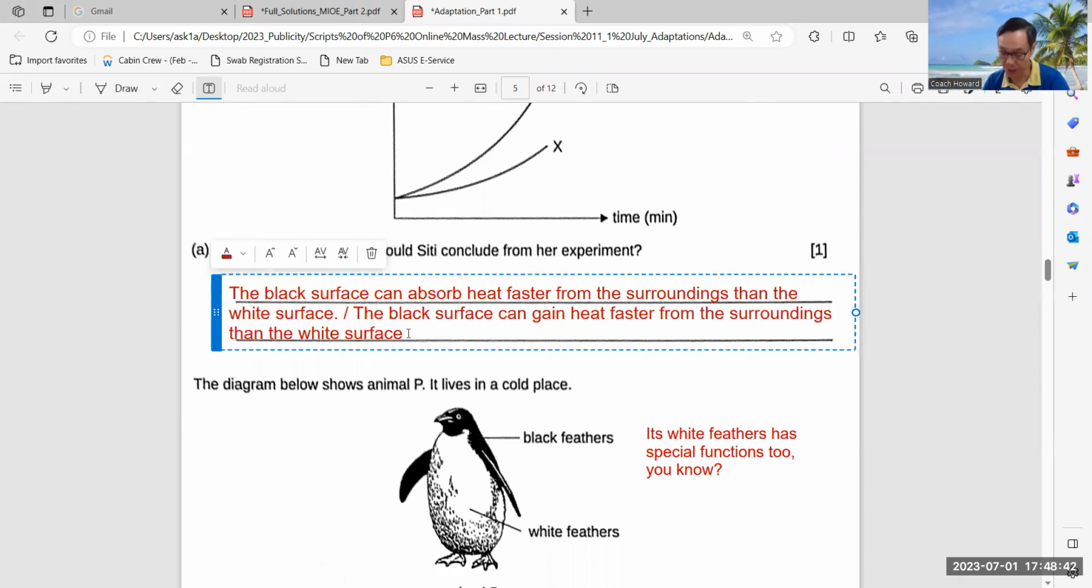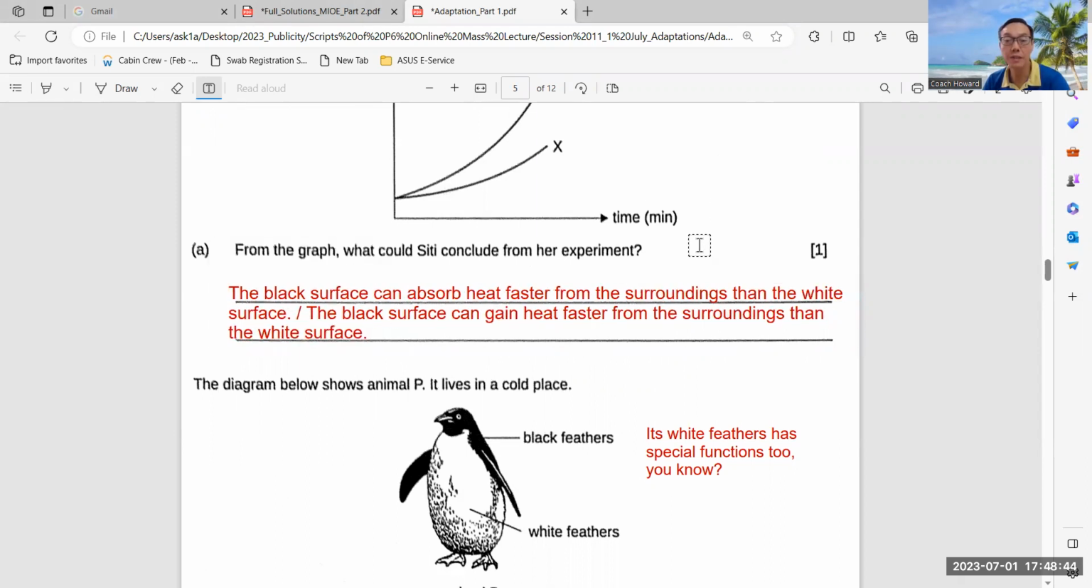Okay, next. Black color is a better absorber of heat. Okay, let me think. Try not to use the words better absorber of heat. You just say gain heat. Then don't use the word absorber.